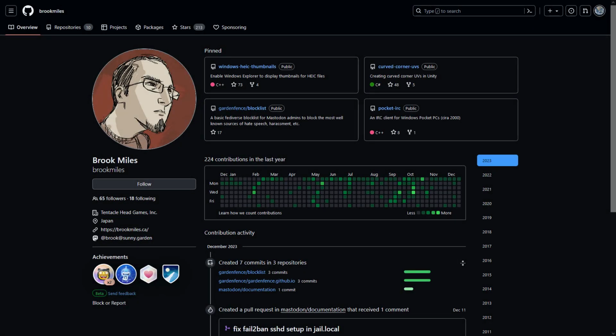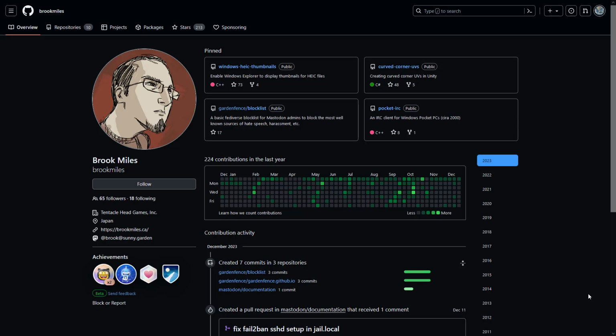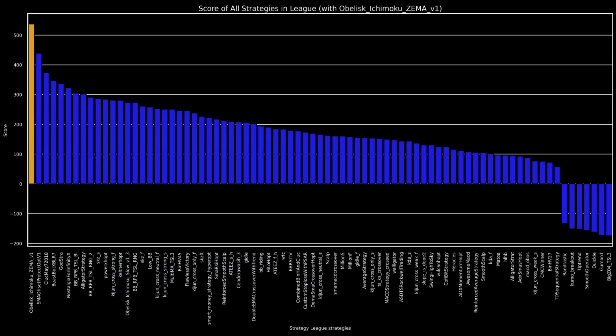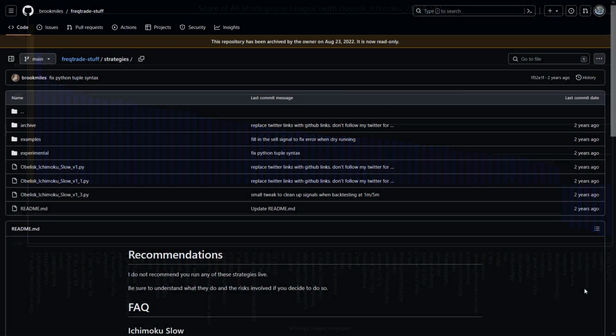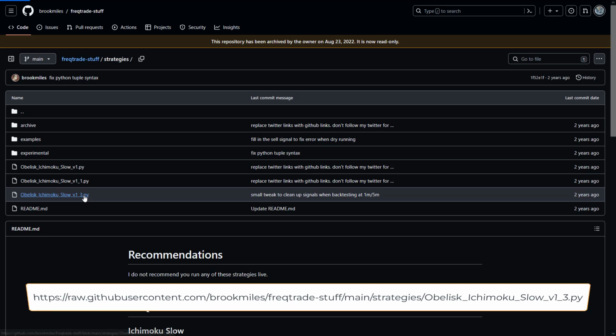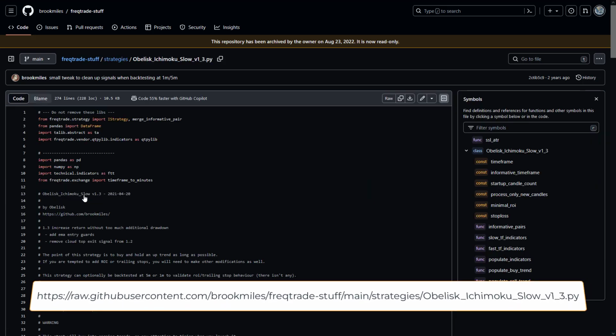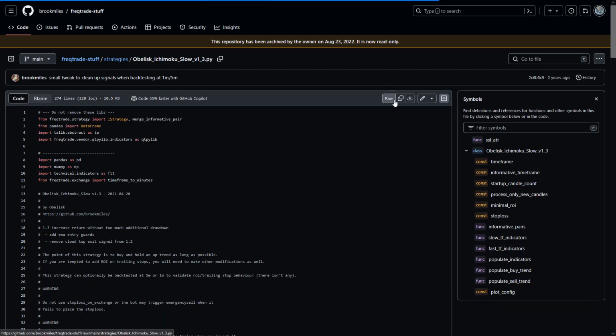In my previous video, I tested an experimental strategy called the Obelisk Ichimoku Slow from this repo, and it proved to be the best performing algorithm I found until that moment. In this video, I will test the Obelisk Ichimoku Slow version 1.3 and hope that it will show a similar or even better hypothetical performance.